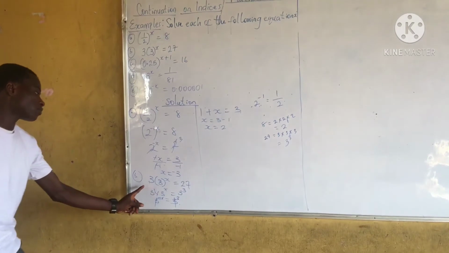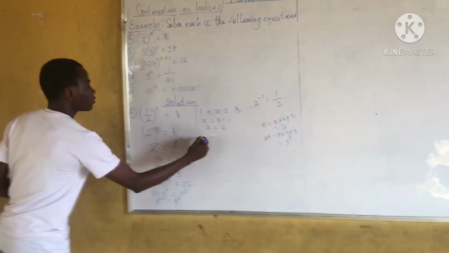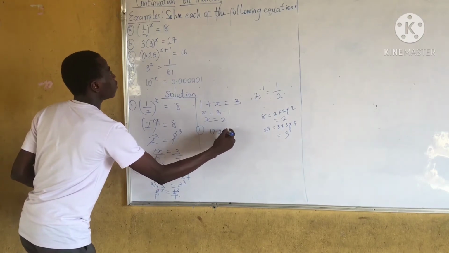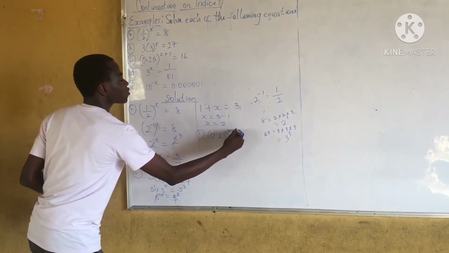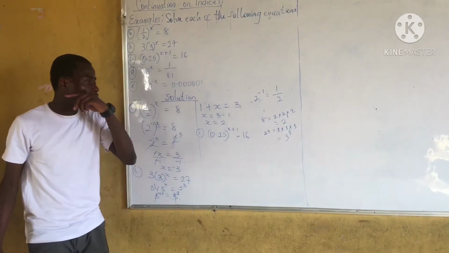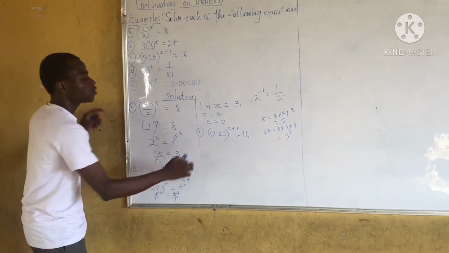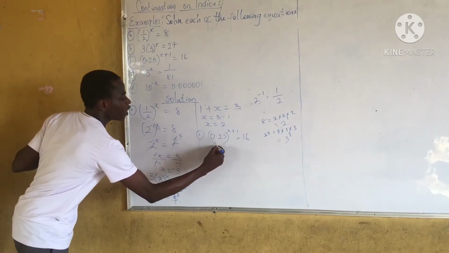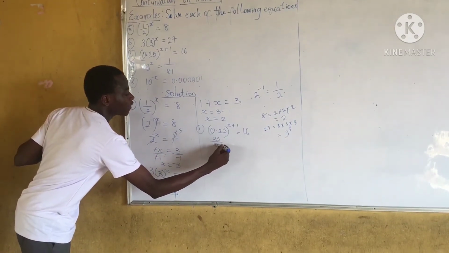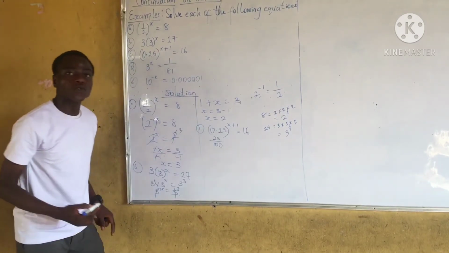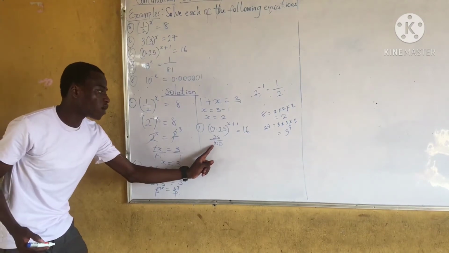That's the second question. The third question says (0.25) all raised to power x plus 1 equals 16. 0.25 all raised to power x plus 1 equals 16. So look at this as one number. We're going to change it to a fraction by saying 25 over 100. I think I've explained that we move this point twice, 1, 2, so it becomes over 100. So 25 over 100.